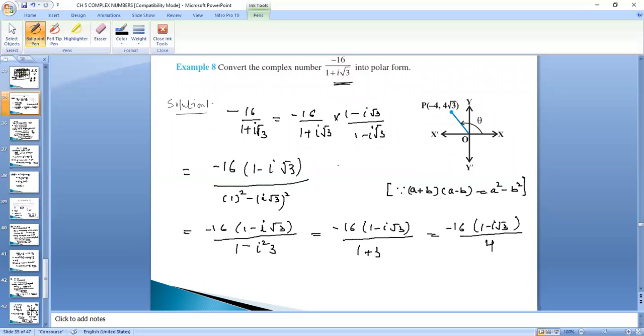Right? So 4 can be cancelled with the 16 on the table of 4. 4 ones are 4, 4 fours are 16. So it will be minus 4 in the bracket 1 minus iota root 3, which equals minus 4 plus iota 4 root 3, right? So this will be the complex number.